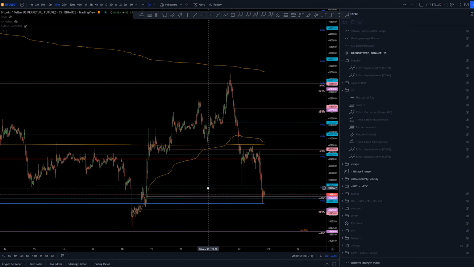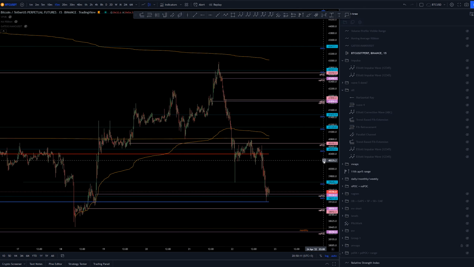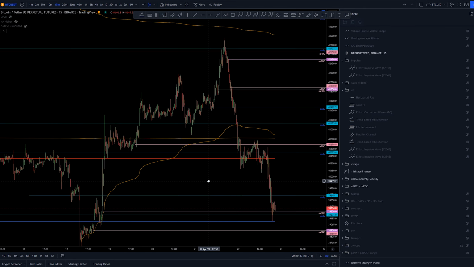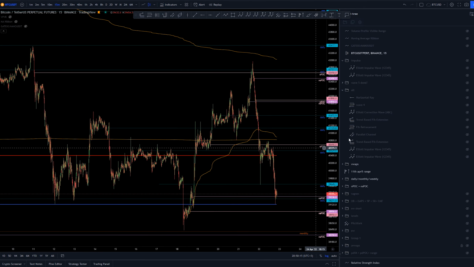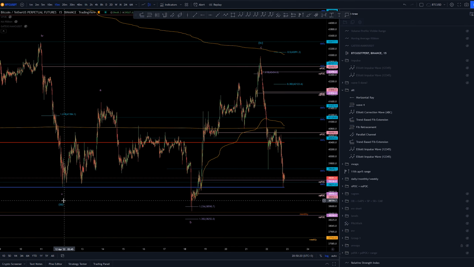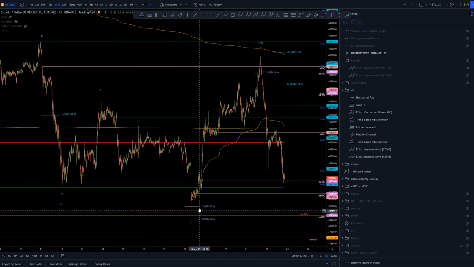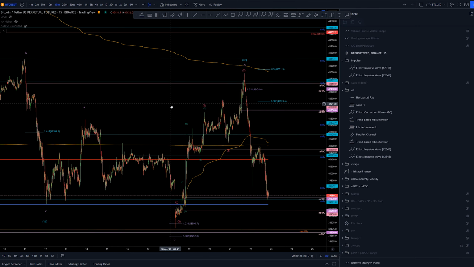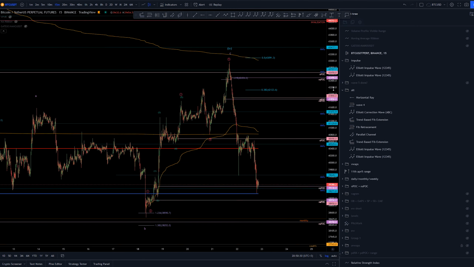In the last video we made some claims, and we were thinking about this count. We were thinking about saying that this is again A, B, it came right into the expanded B pocket, and then 5 waves up to the C. Now this is how I currently have it labeled.